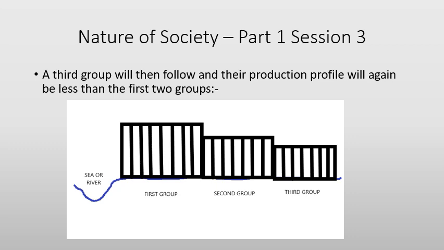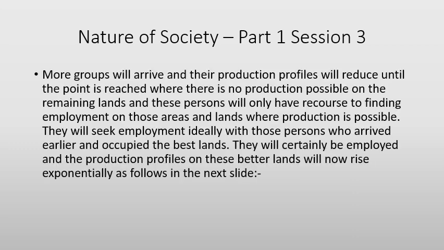A third group will then follow, and their production profile will again be less than the first two groups. More groups will arrive, and their production profiles will reduce until the point is reached where no production is possible on the remaining lands, and these persons will only have recourse to find employment on those areas and lands where production is possible. They will seek employment ideally with those persons who arrived earlier and occupied the best lands.